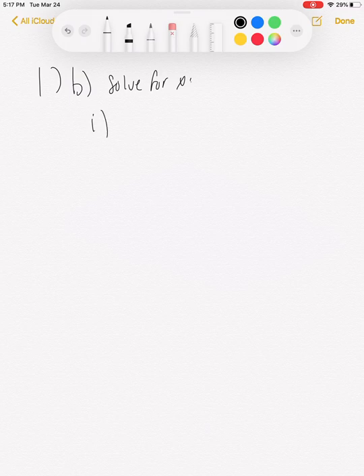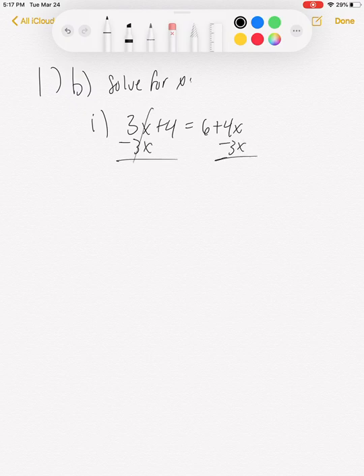Number 1. This is just a review of algebra. So 3x plus 4 is equal to 6 plus 4x. We're going to solve for x, and we have two terms that have x in them, one on the left side, one on the right side of the equation, so we need to combine those together first. The first thing we're going to do is subtract 3x from both sides, and I like to keep things positive. So if we subtract 3x, we'll accomplish that.